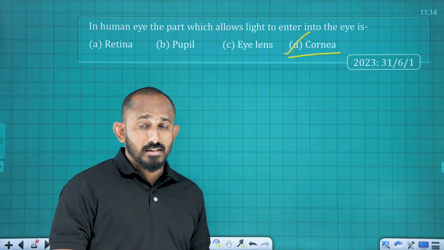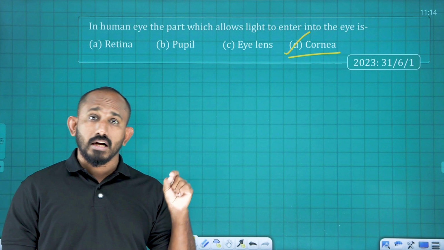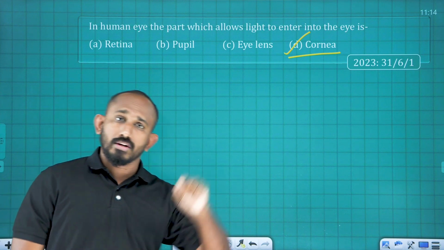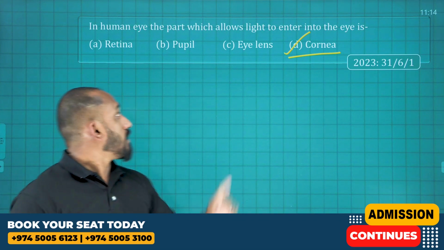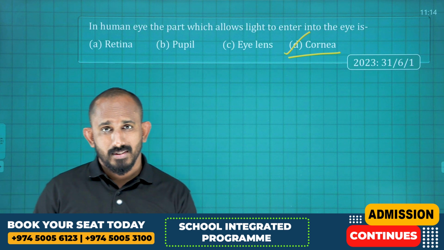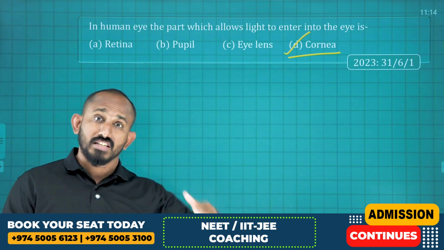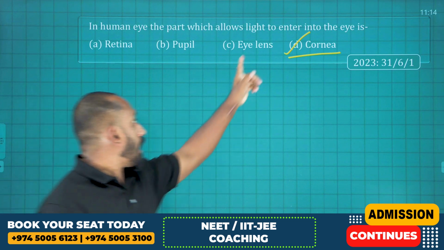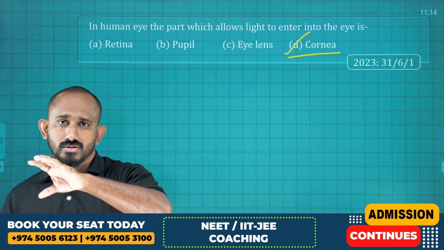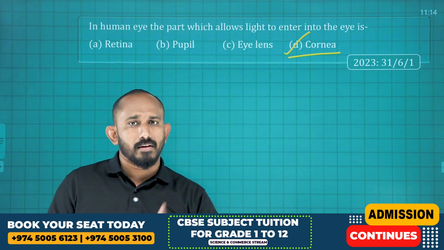Now, suppose the question is: the part of the eye which controls the amount of light to enter the lens is what? The answer will be pupil. Got it? And retina is what? The light-sensitive screen on which the image is formed. Then the eye lens, what does it do? It focuses the image and helps to form the image on the retina.